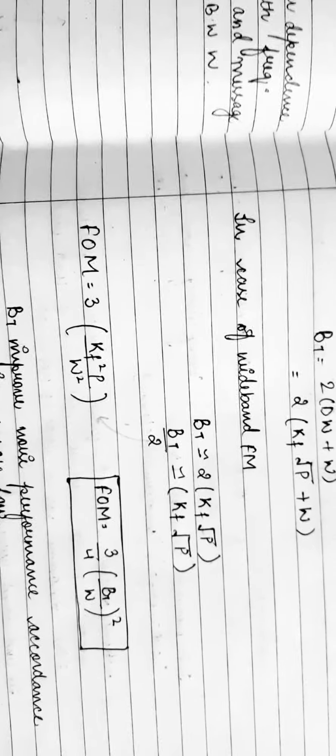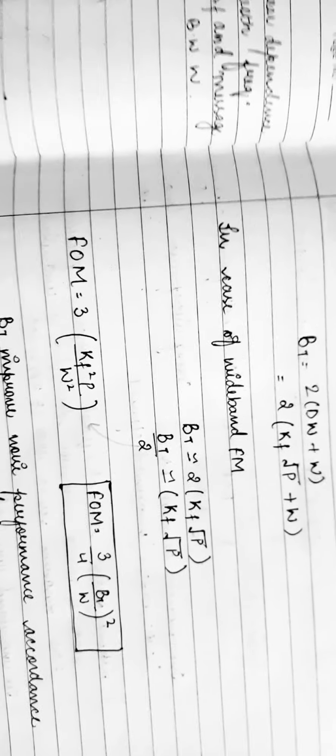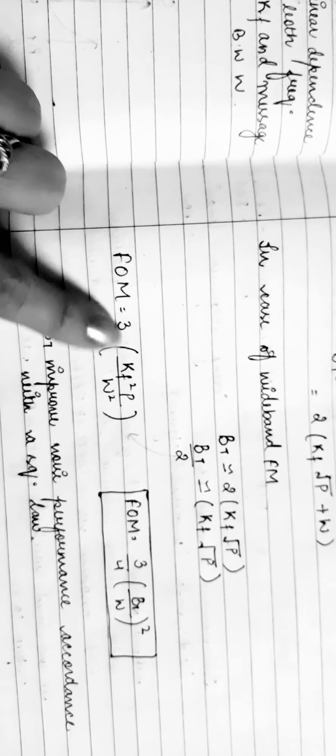Now if we talk about the case of wideband FM, in wideband FM we know that the bandwidth is approximately equal to twice of k_f into under root P. So B_T by 2, that is half, will be nearly equal to k_f under root P. From here we can see that the figure of merit is equal to thrice of k_f square into P upon W square. From here we get the figure of merit equal to 3 upon 4. We can put the value in place of k_f under root P, which will be B_T square upon 4. So from here we get the figure of merit, that is 3 by 4 into B_T upon W whole square.